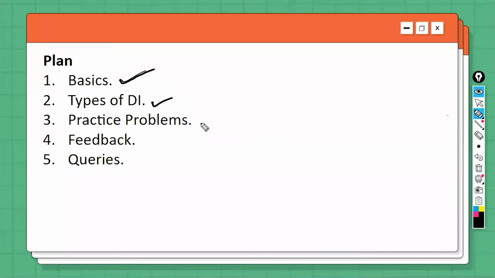Third part, I'll practice a few problems. I'll solve a few data interpretation questions and show you. That will give you an idea or benchmark of how fast you should solve a question, and what things are required to solve very quickly.